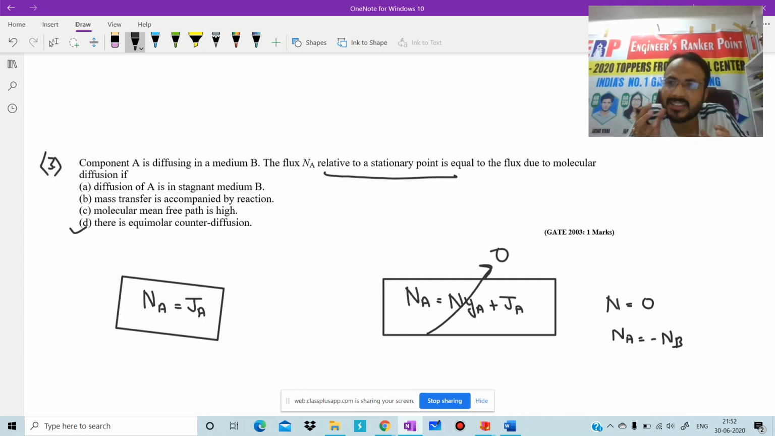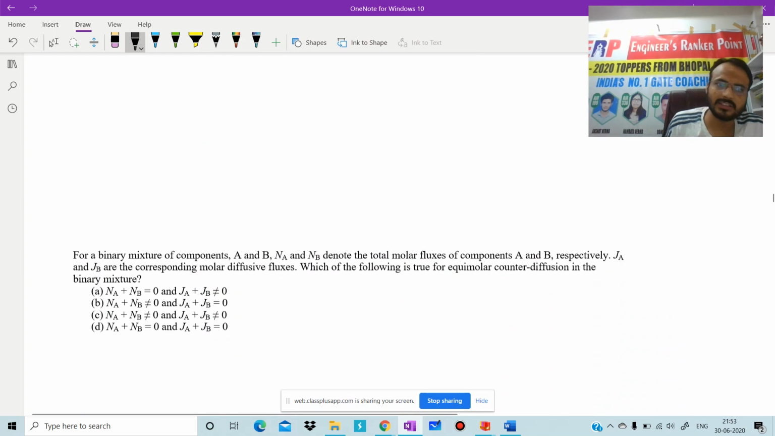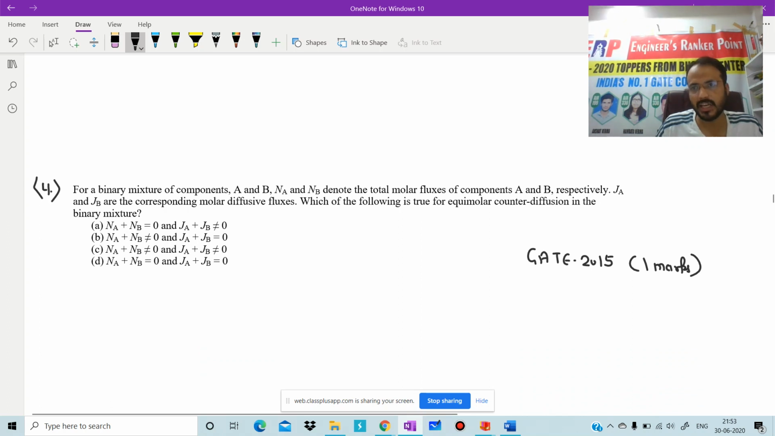So once you understand all these concepts, then in the GATE exam, your mass transfer questions will be like that only. Is it clear? Next question. This question is of GATE 2015. Again, 1 mark. Again, you have 2 minutes. First, read the question carefully, then solve. Then we will solve one more question, and that is sufficient for today. Solve first.